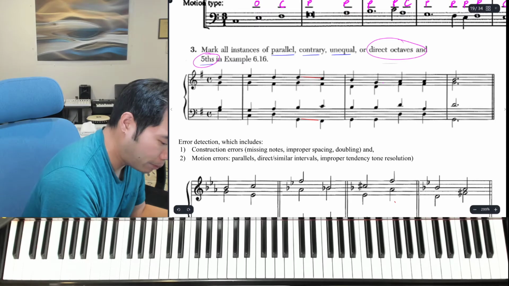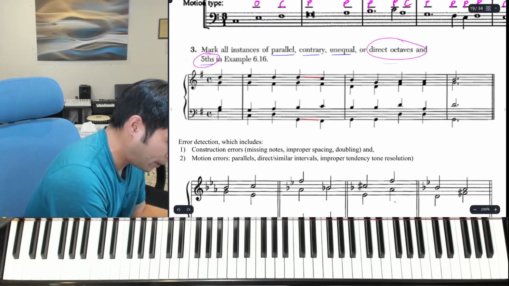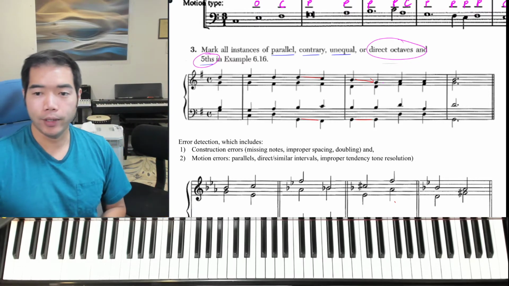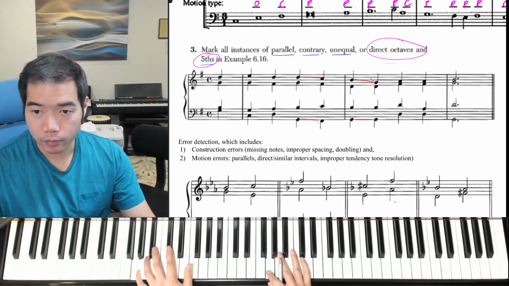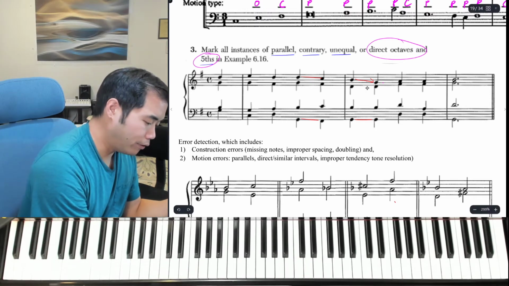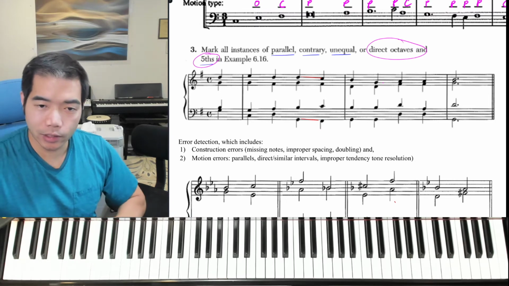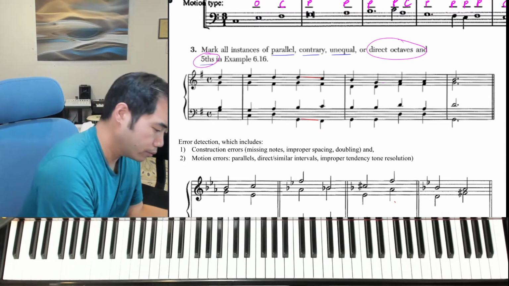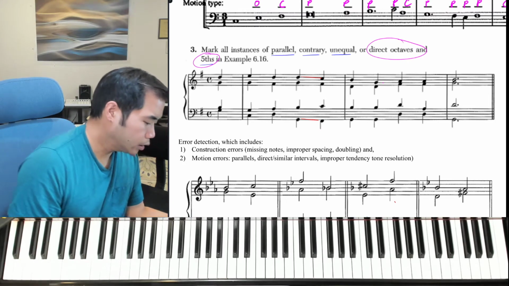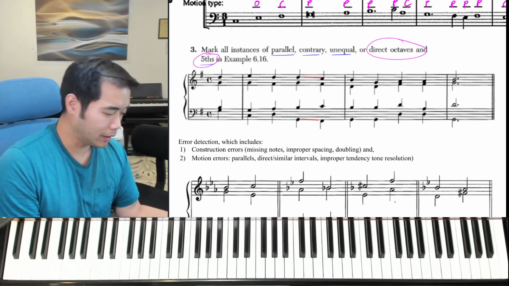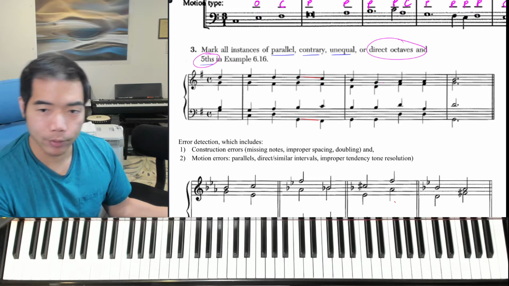Now we could be really nitpicky and say, well, what about this here? The soprano's leaping down a third, the bass stays the same. But in this case, I think we're perfectly fine because we are in oblique motion. So I personally would not consider that offensive. All right, so no instances of direct octaves and fifths to worry about because nothing like that's happening.